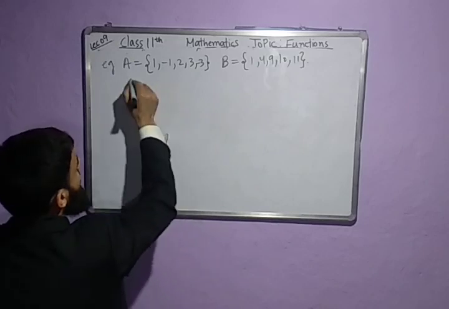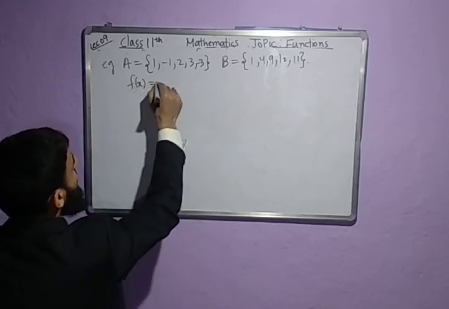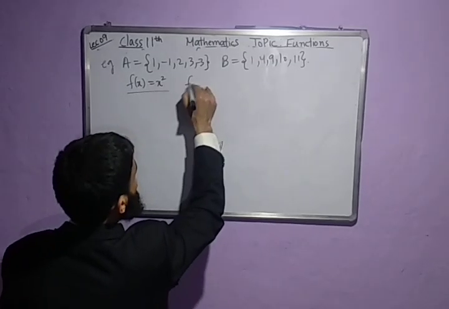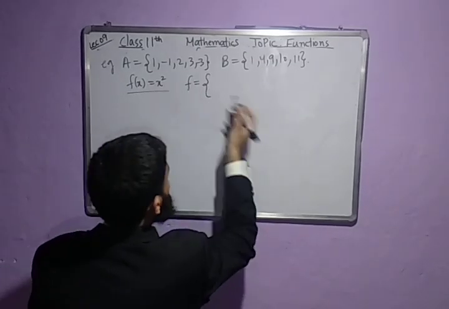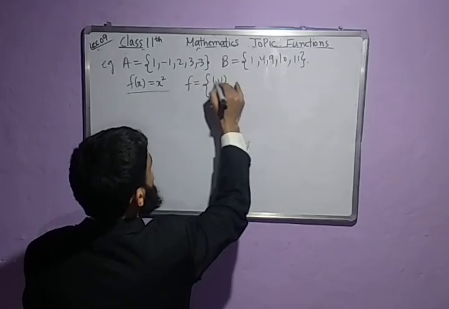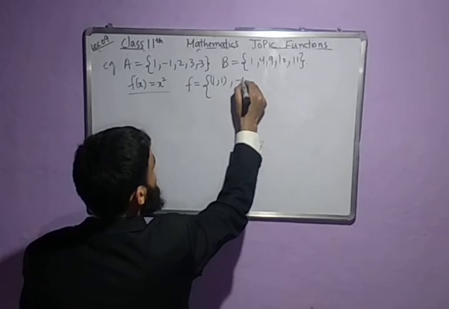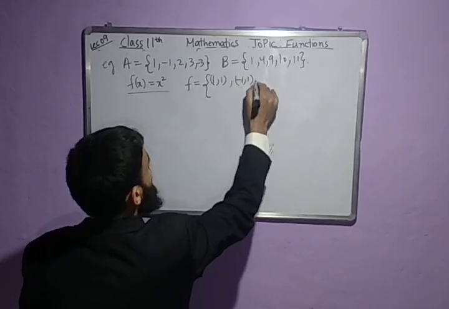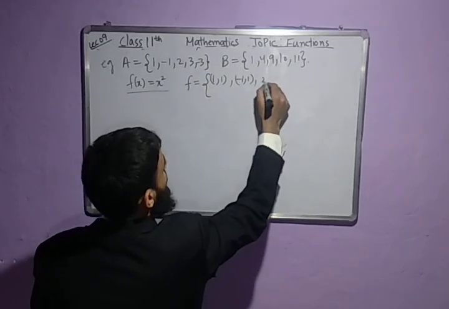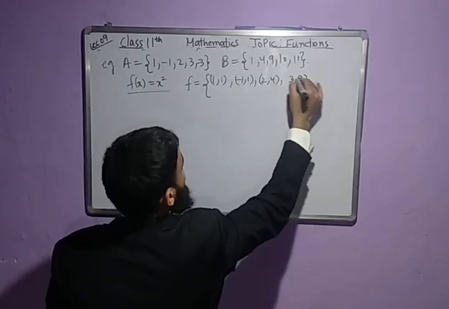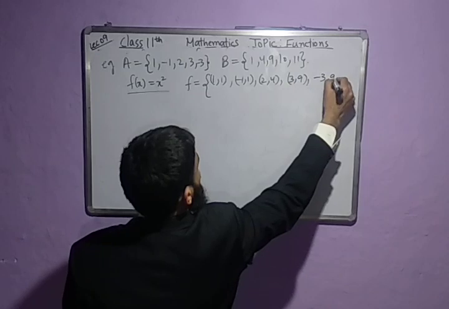Now let's suppose our function is nothing but x square. If I write this function in the roster form, I will get (1, 1). 1 squared is 1, and -1 squared is also 1, so (-1, 1). After that, 2 squared is 4, so (2, 4). Then I will get (3, 9). Then I will get (-3, 9).